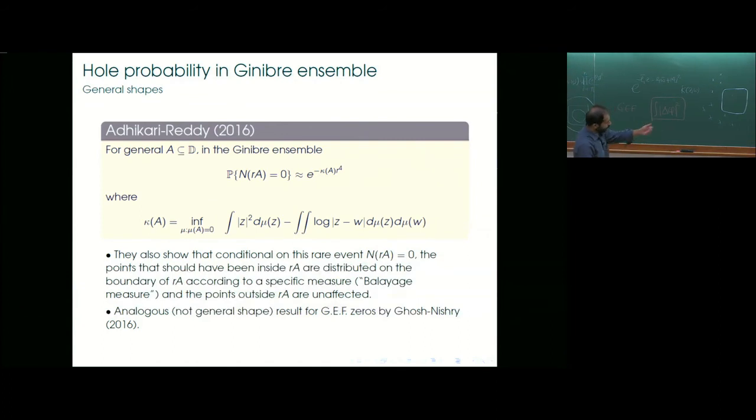Actually, there is an even more interesting behavior for the Gaussian entire function zeros, which was recently, again last year, done by Subhroshekhar Ghosh and Alon Nishry. You can consider the same question for the Gaussian entire function zeros.